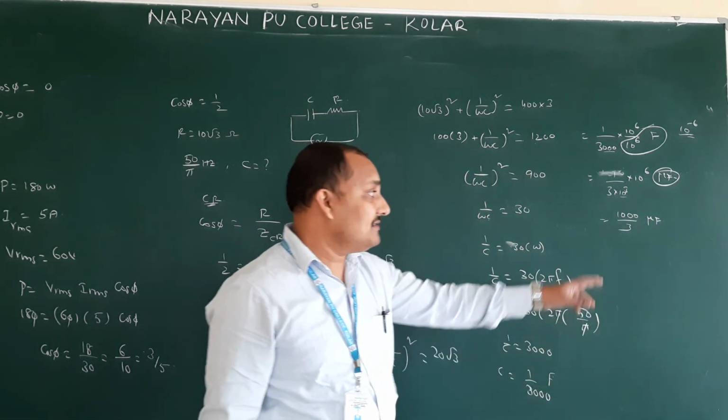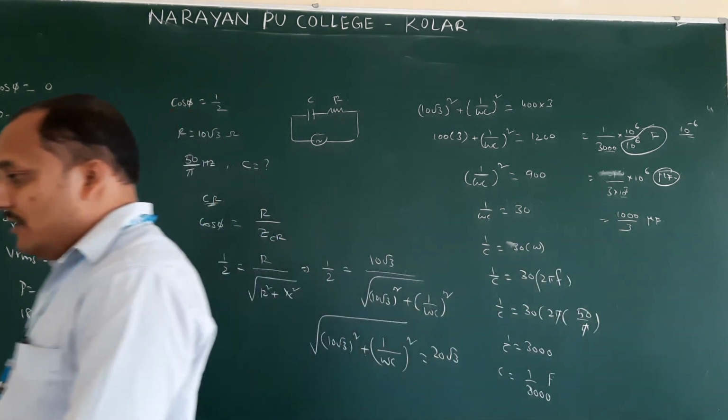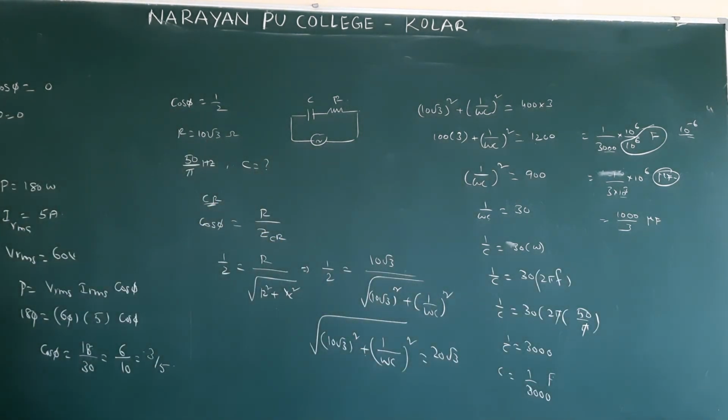But in the option they gave 3 pi. Pi won't come here; what we did is correct. They gave it wrong. Option 3 is correct. Remove that pi there.